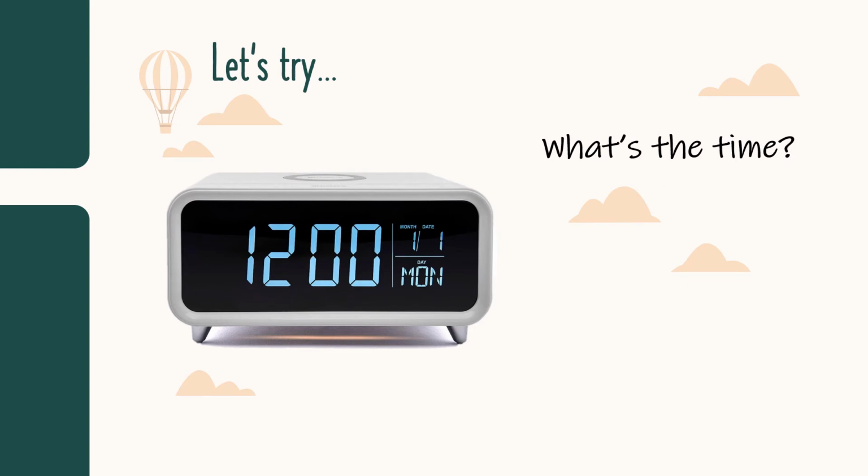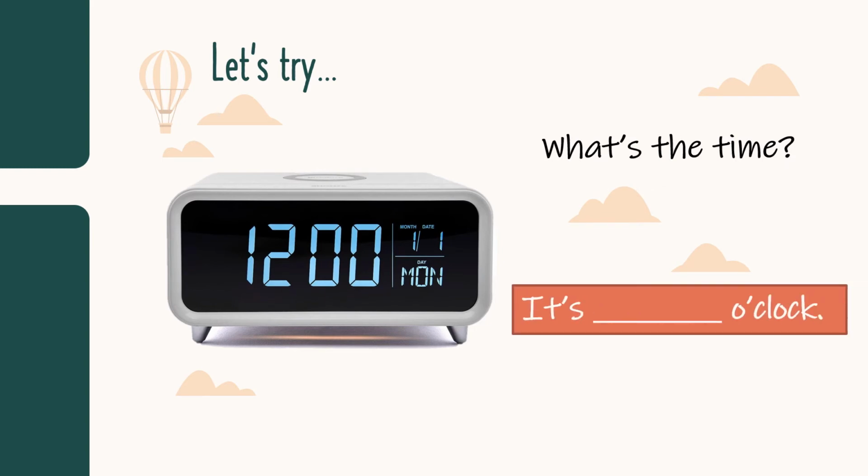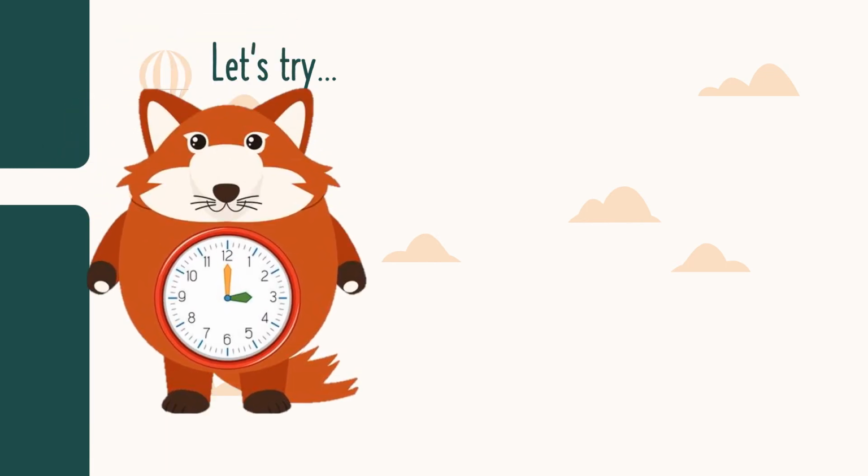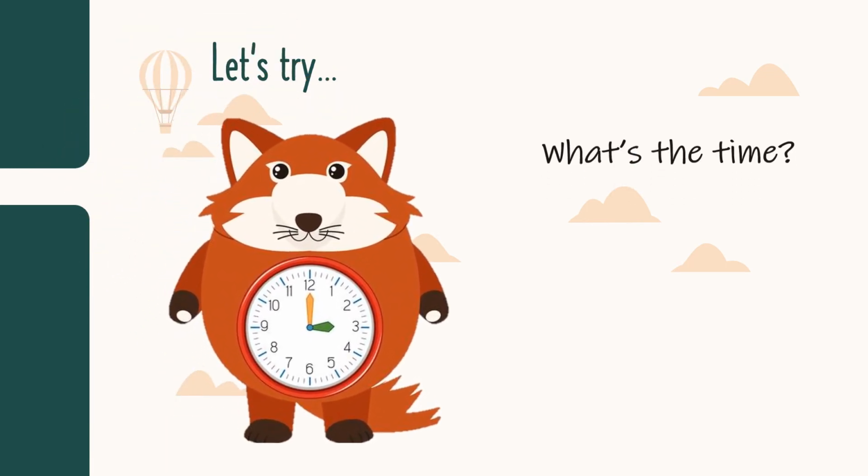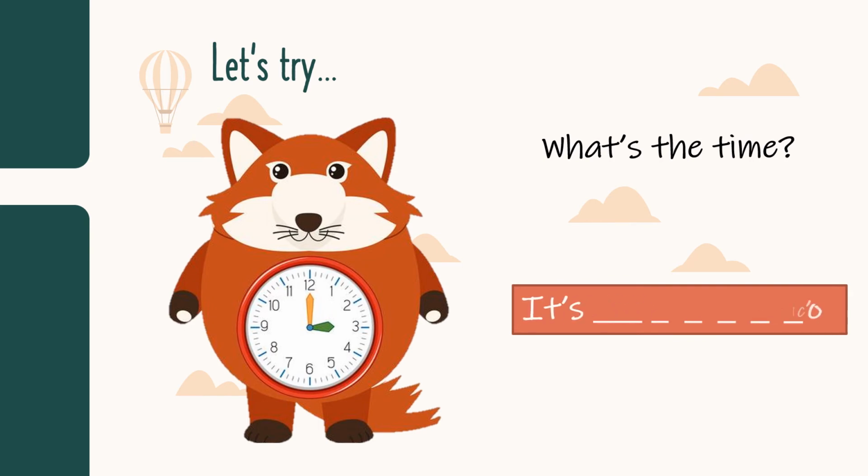What's the time? It's 12 o'clock. What's the time? It's 12 o'clock. What's the time? The minute hand is pointing at number 12, while the hour hand is pointing at number 3. So, the answer is, it's 3 o'clock. What's the time? It's 3 o'clock.